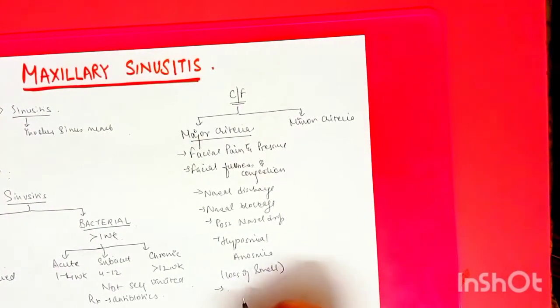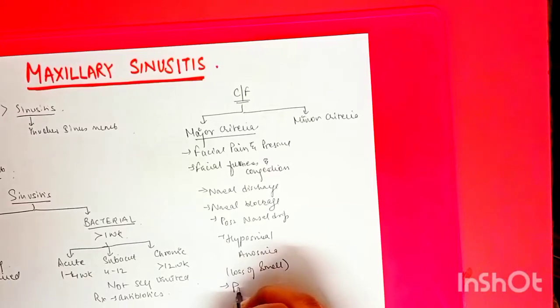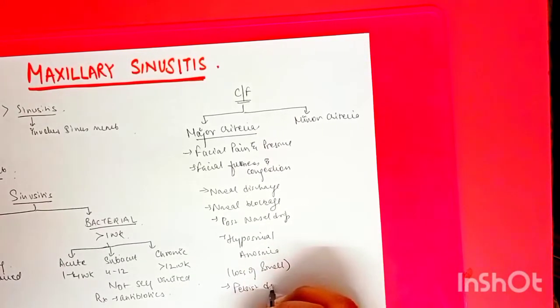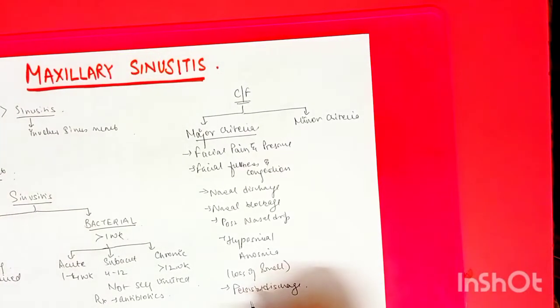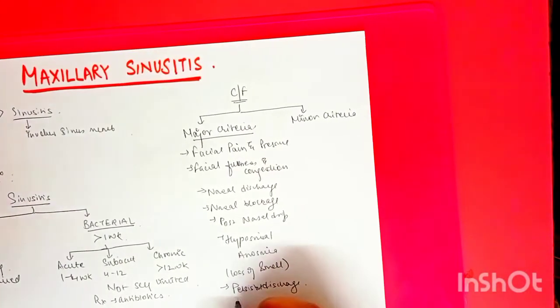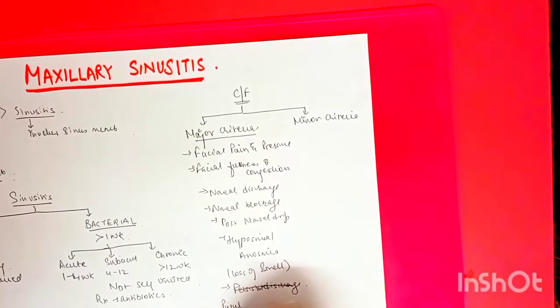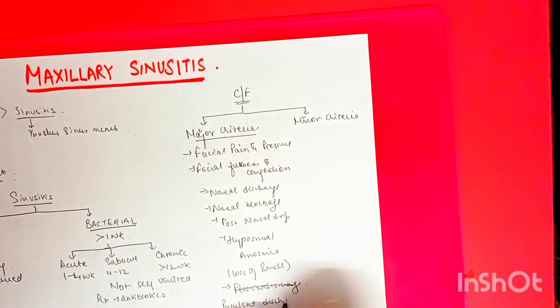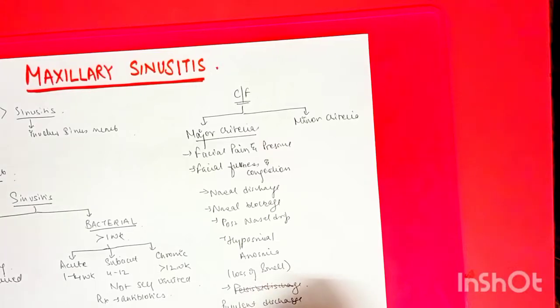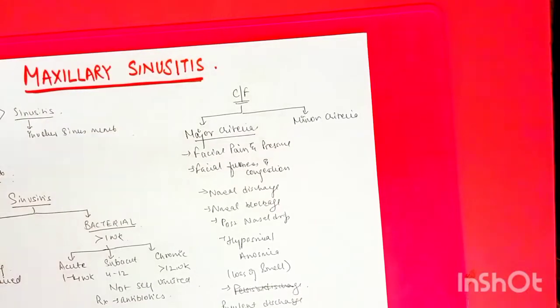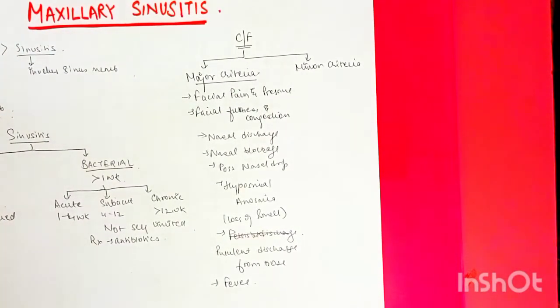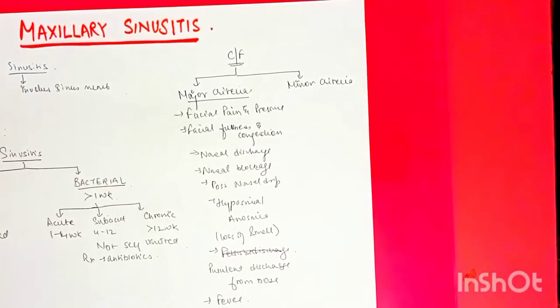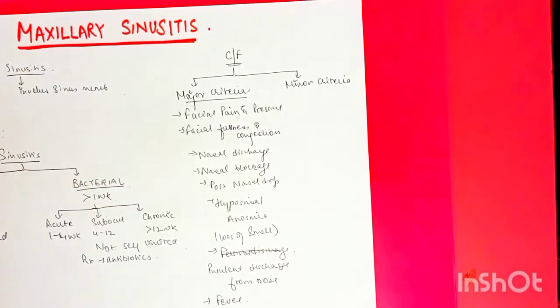There will be fever, and one important is persistent discharge. A better phrase for it will be purulent discharge from nose, and fever. So these are your major criteria, which will be helpful when we discuss how we make a diagnosis. Then we talk about the minor criteria, which are related to your dental presentations.